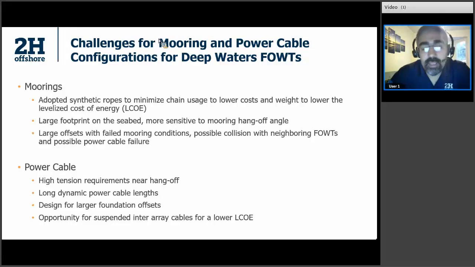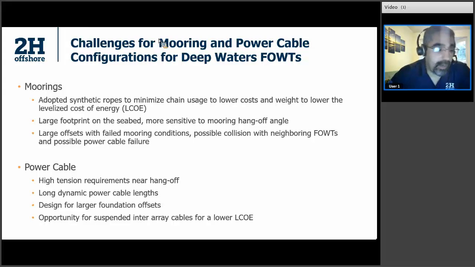And the challenges for the power cable: currently, all the dynamic power cables for shallow water have limited tension capacity, as the tension requirements weren't that high. For deep water, just because of the pure length required to go from the foundation to the seabed, the weight of the power cable alone requires high tension capacities. That is a big challenge.